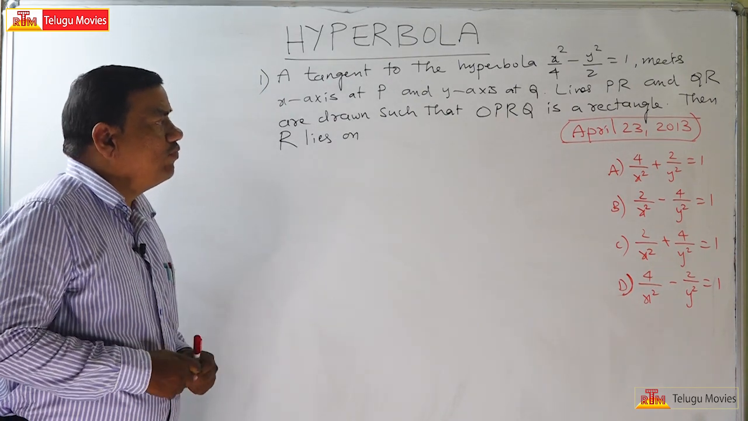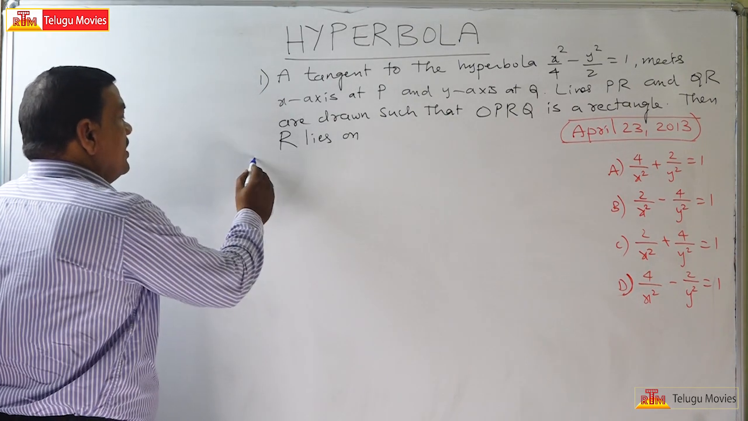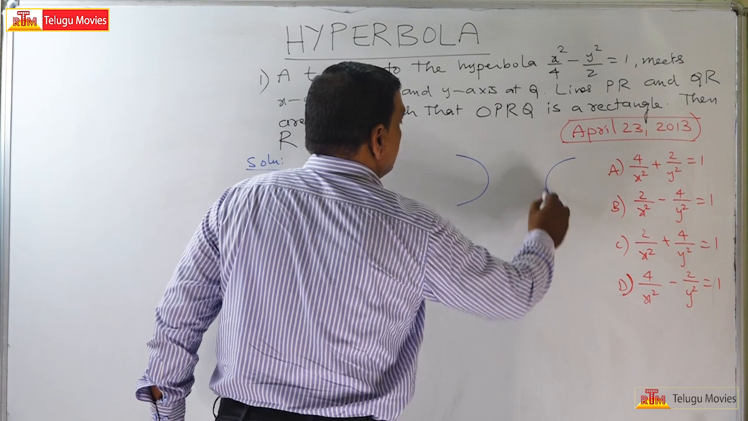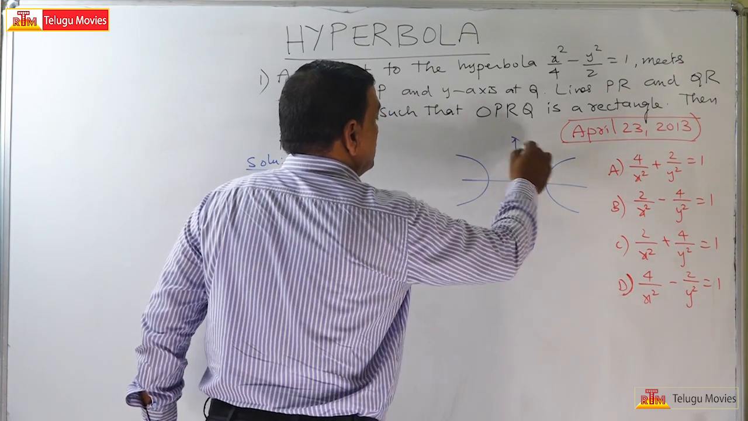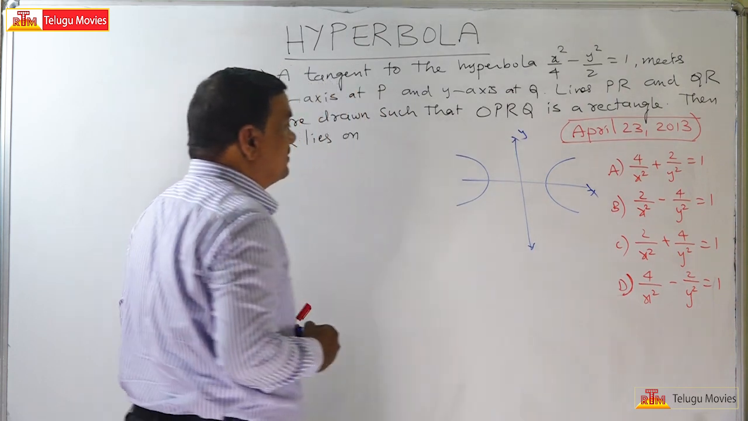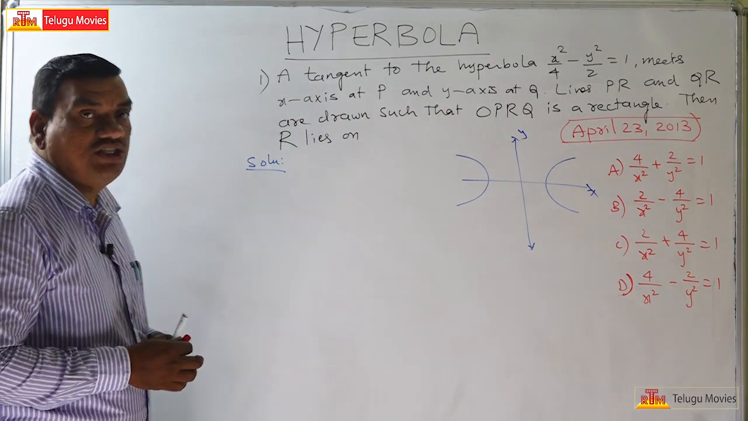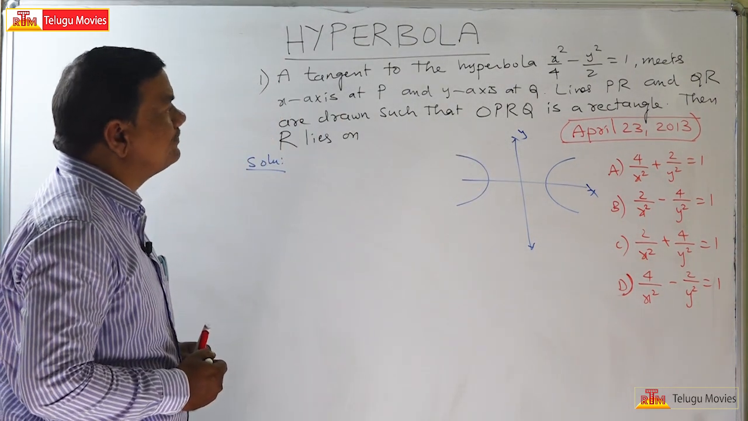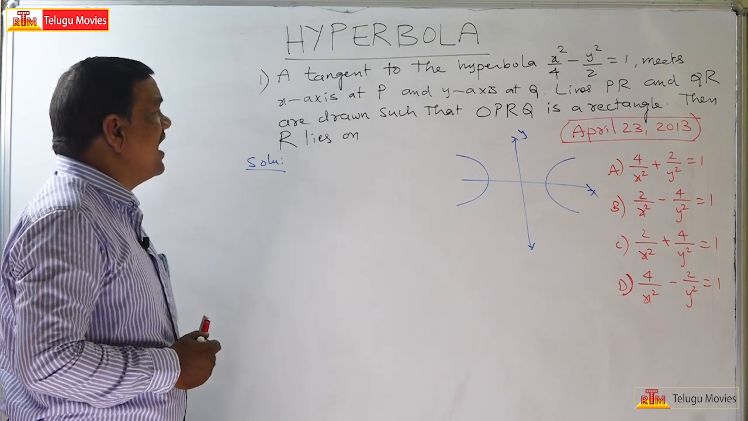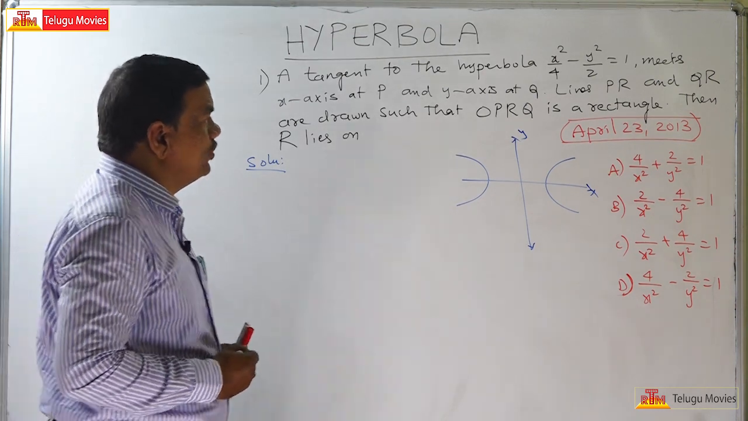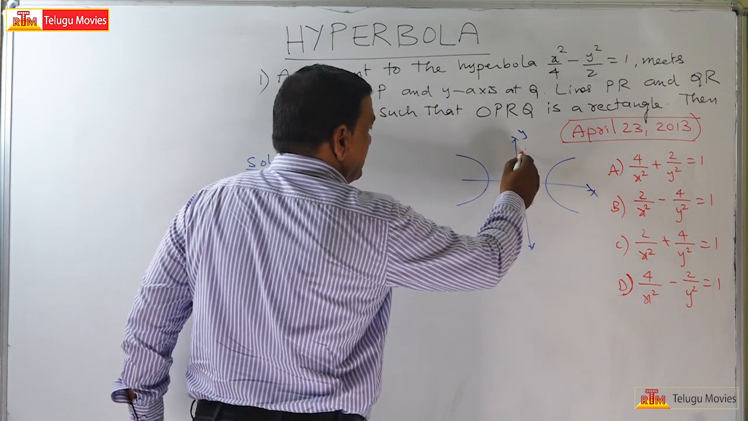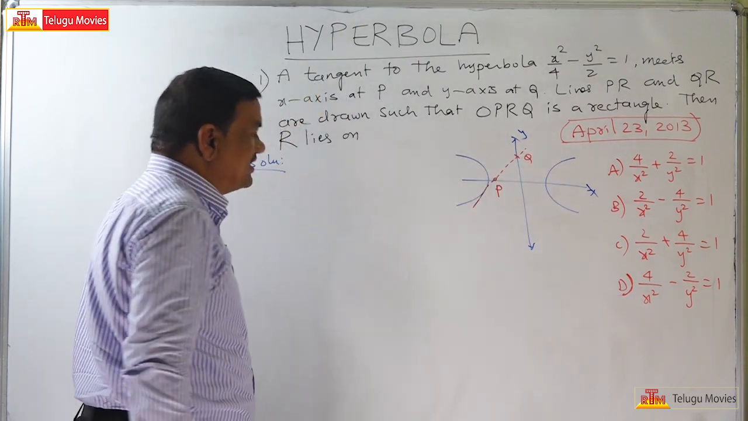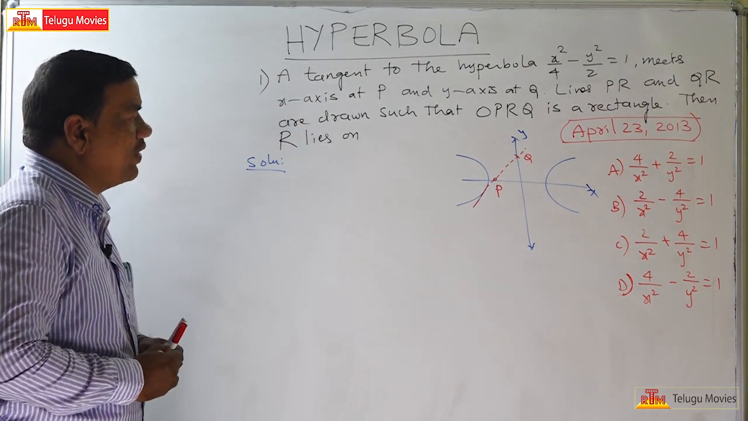First of all, you compulsorily have to draw the diagram. First of all there is a hyperbola. This is the x-axis and the y-axis, and it says a tangent is drawn to this hyperbola, which intersects the x-axis at P and the y-axis at Q. Let us draw the tangent like this. This is the tangent, and this is P and this is Q.